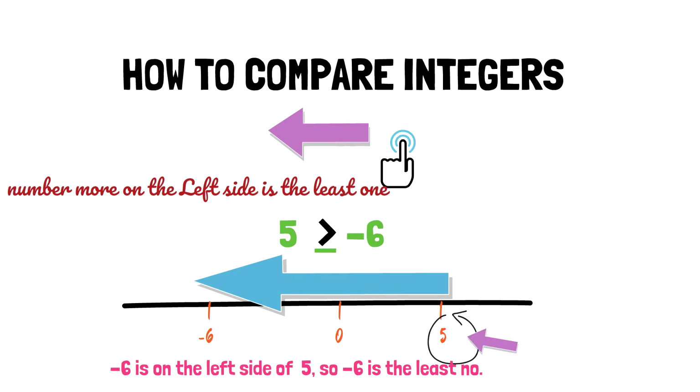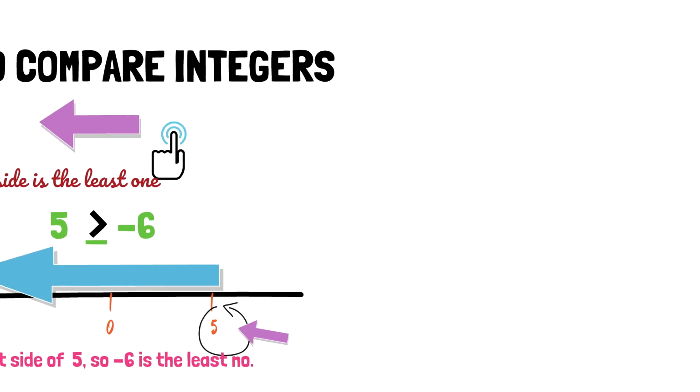I must tell you that if we look at the direction, either left or right, in respect of the number individually, it doesn't mean that all the numbers on the left side of the ruler are the least numbers. Actually, we need to check the side with respect to the numbers given to compare. In the given case, we check whether minus 6 is on the left side or the right side of 5. As it is on the left side of 5, minus 6 is the least number.